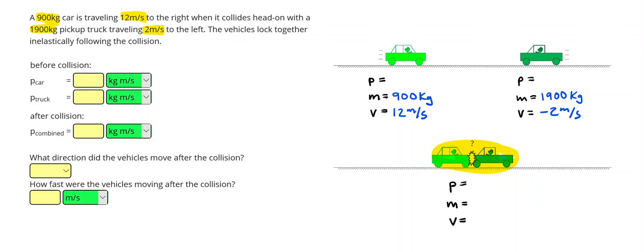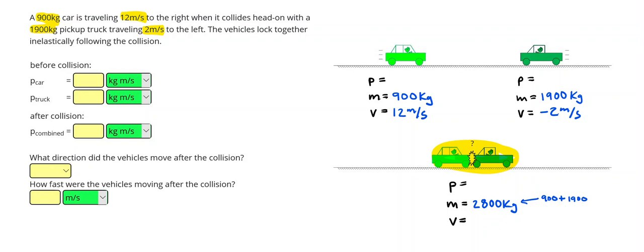Alright, now be careful. Usually we write down the mass twice, but in this case the objects stuck together. So to find the mass right here, I'm actually going to do 900 plus 1900, and that gives me 2800 kilograms. I found this by adding 900 plus 1900 because this is representing the combined momentum, mass, and velocity of the objects after the collision.